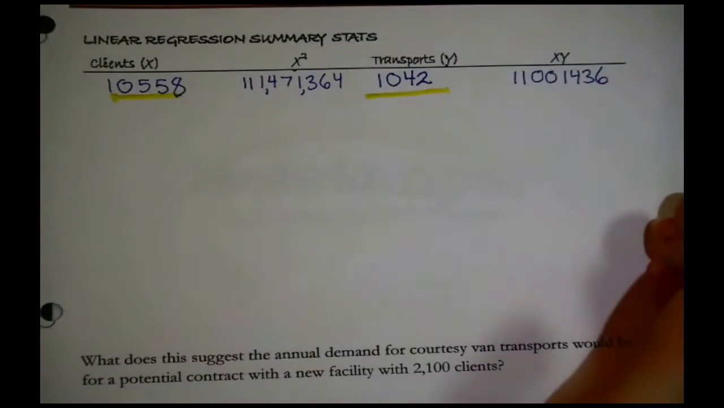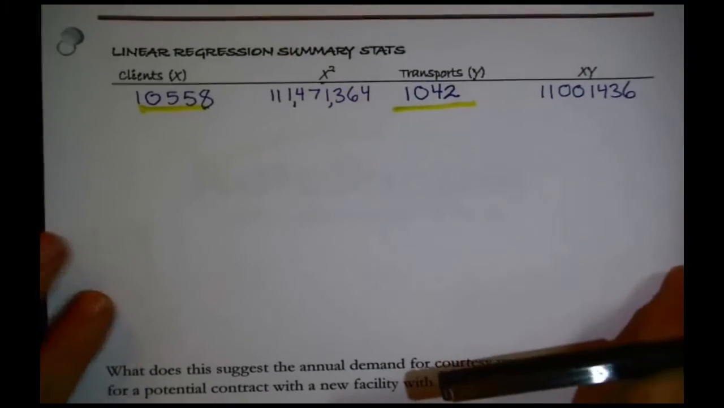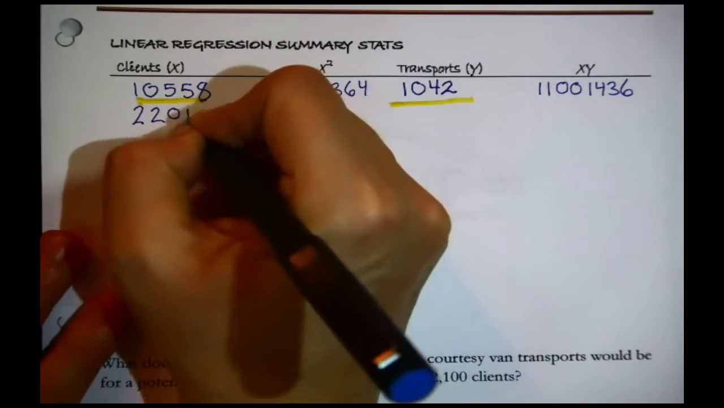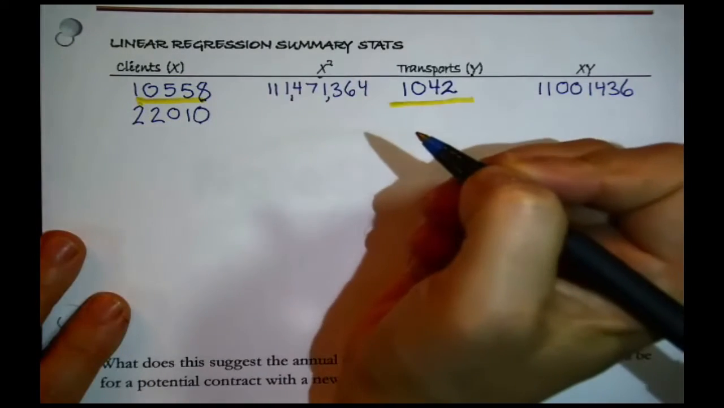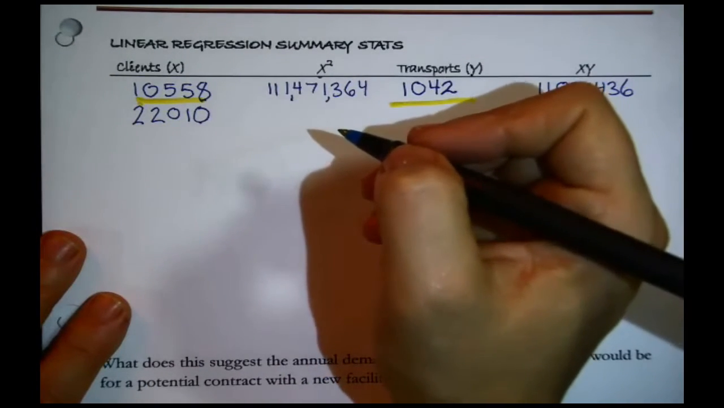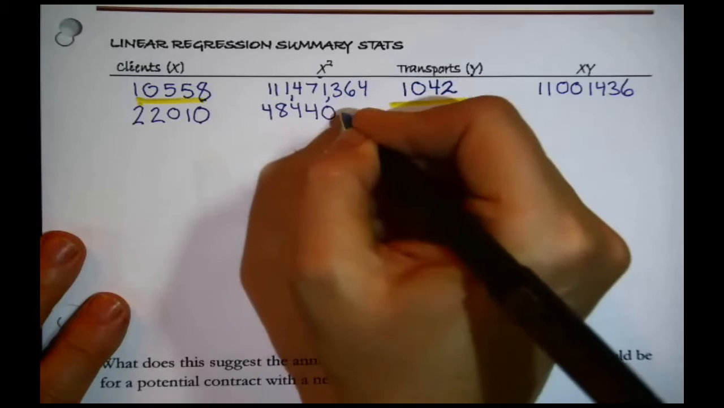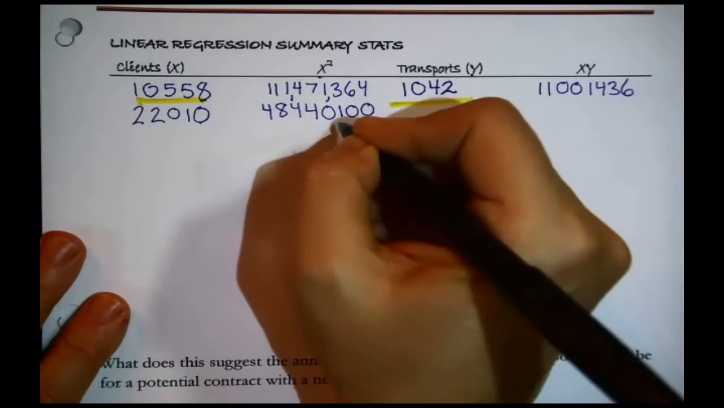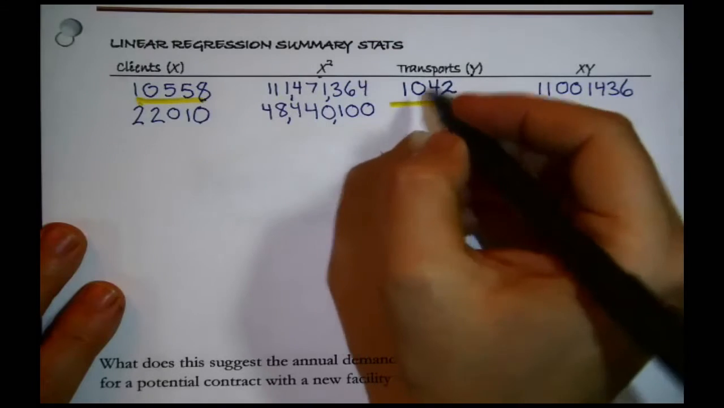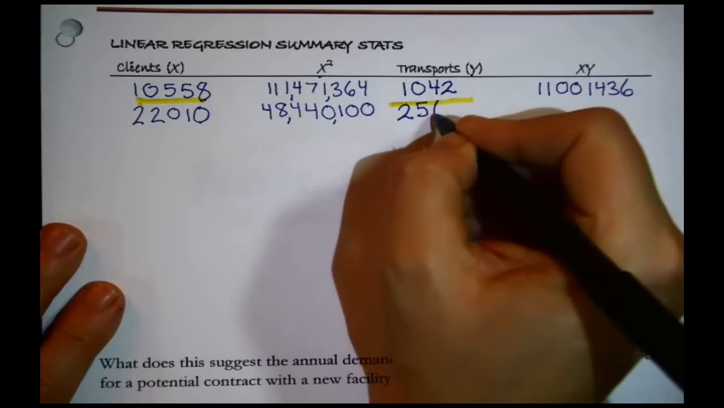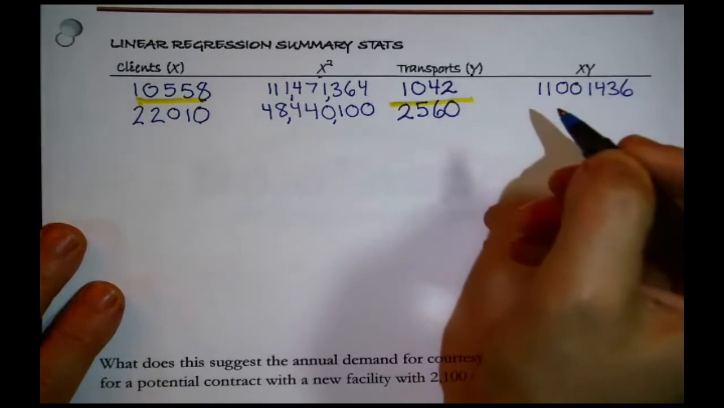So, continuing on, remember there were 7? The second contract has what? 22,010 clients. I'm just copying this from the list. Oh, what is that squared? Oh goodness. 484,440,100. Very large number. Fine. Just store it. Keep it. Okay, now number of transports for the second contract. This I'm just copying over from the data, it was 2,560.